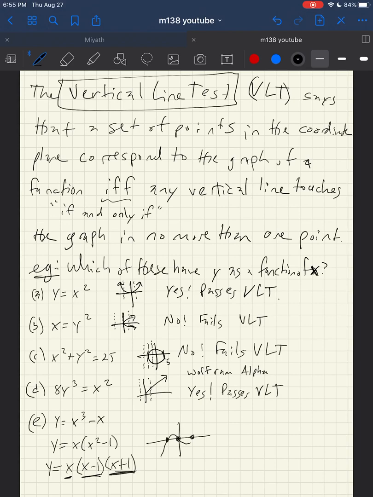And I'll just tell you again, we'll spend more time with this later, but for now, this is what it looks like. So again, if I attack this with vertical lines, no vertical line will hit this more than once. So again, yes, it is a function as it passes the vertical line test. So in general, this is how we use the vertical line test. We look at a graph and see if vertical lines touch the graph more than once.